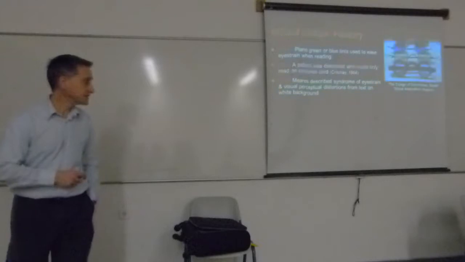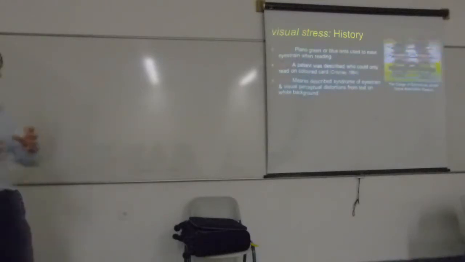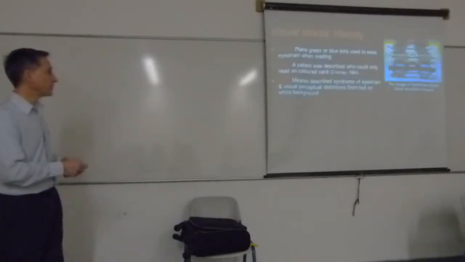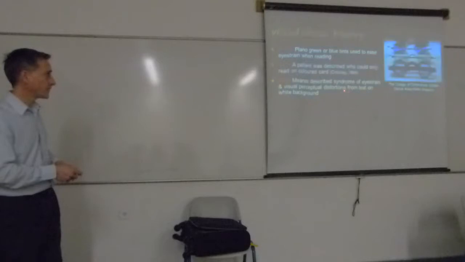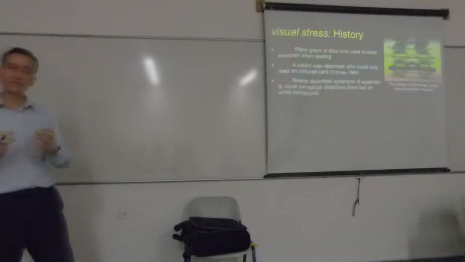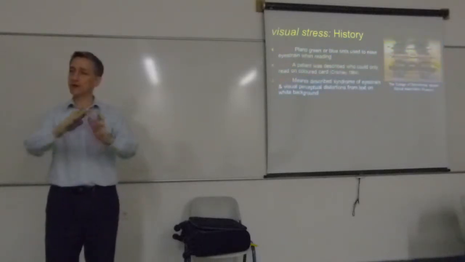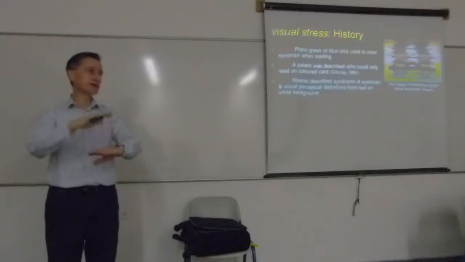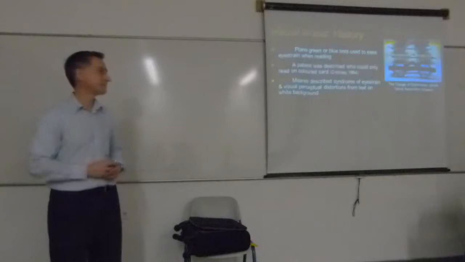And then in the 1980s, a New Zealand teacher called Olive Meares said, hey, I think this is a syndrome. She said there's a syndrome of eye strain and visual perceptual distortions. People report seeing shapes and blurring and movement on the page, which some children with reading problems have, and they get it from text on a white background. And she said you can fix this for many of them by having a coloured background, maybe a grey background, or she discovered that using plastic acetates on the page helped.